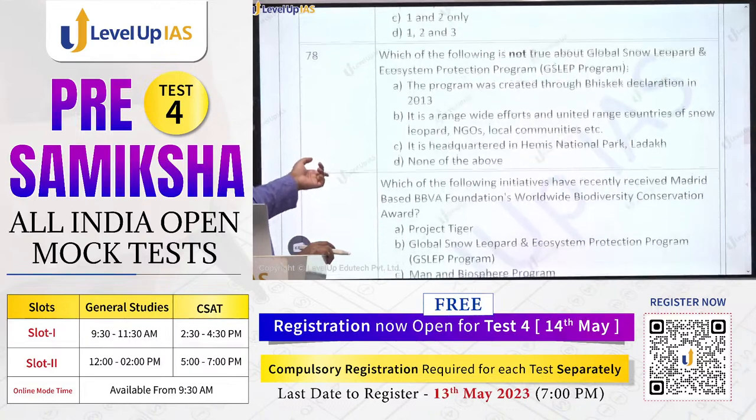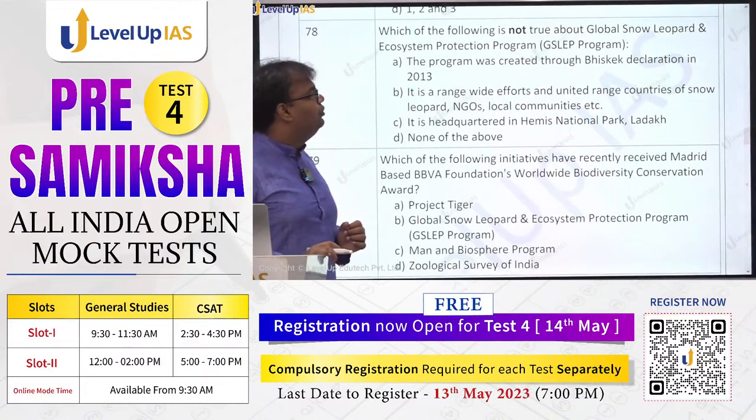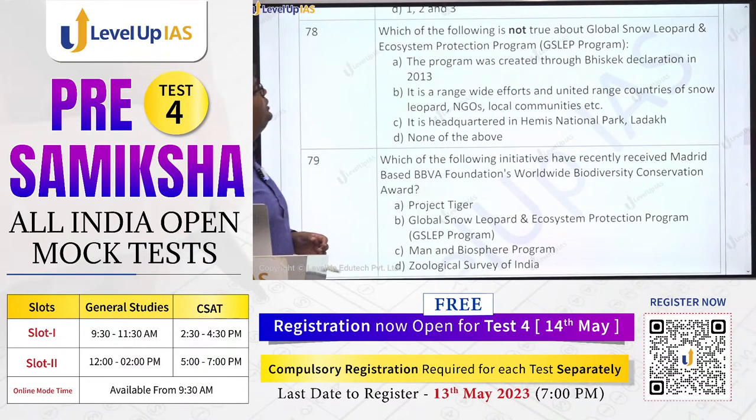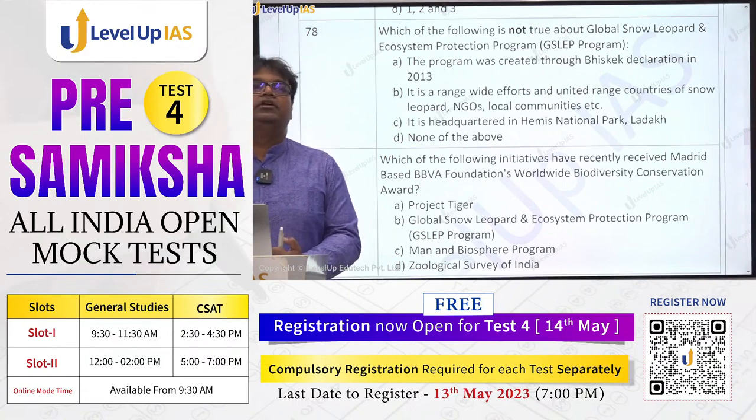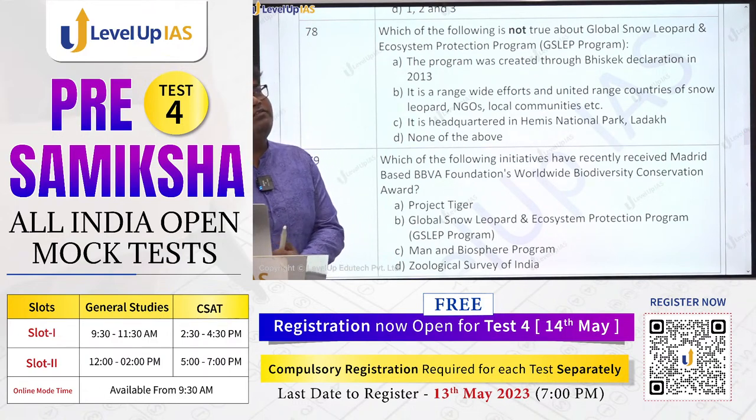Let's go to 78. Not true about the Global Snow Leopard and Ecosystem Protection Program. What is Anjali's doubt? Sir, in the previous question, the rhino target was 3000. Is it right? The rhino population target in IRV. Yes, probably, and we had almost achieved it.